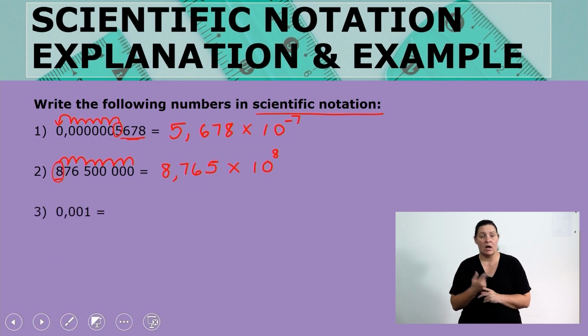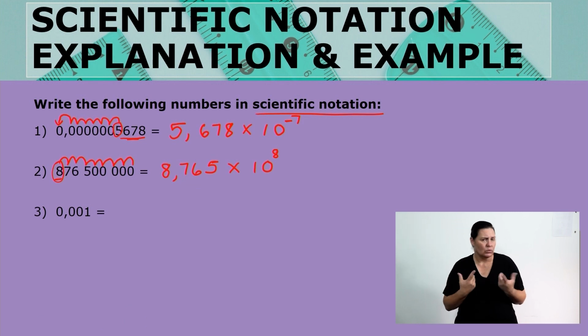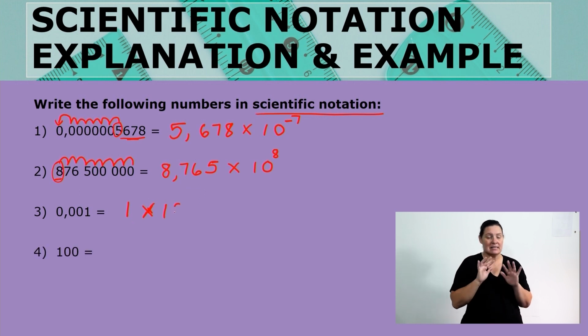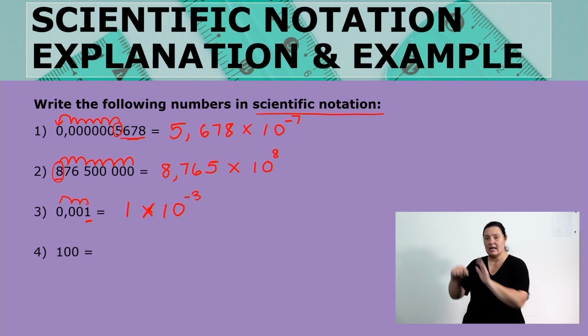And then we have here 0.001. How are we going to shift it? It is going to be 1 multiplied by 10. And we are shifting that 1, how many spaces to the left? 1, 2, 3. So that is to the exponent -3 because we went to the left.